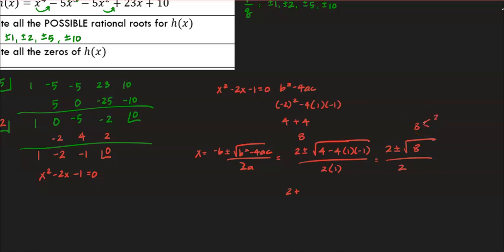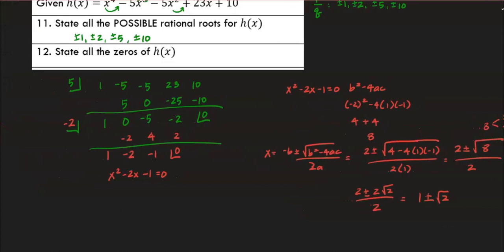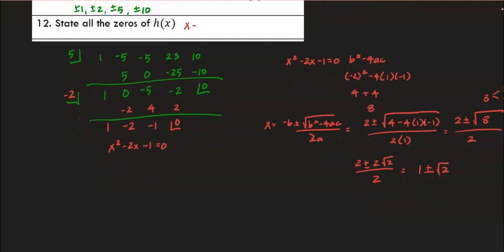8 is made up of a 2 and a 4. So it's going to be 2 to the square root of 2 over 2. So that's going to be 1 plus or minus square root of 2. So once again, I was wanting just reals for this. So your answer should have been x equals 5 and negative 2. But if you're looking for all of the real zeros or all zeros, then the other one would be square root of 2.